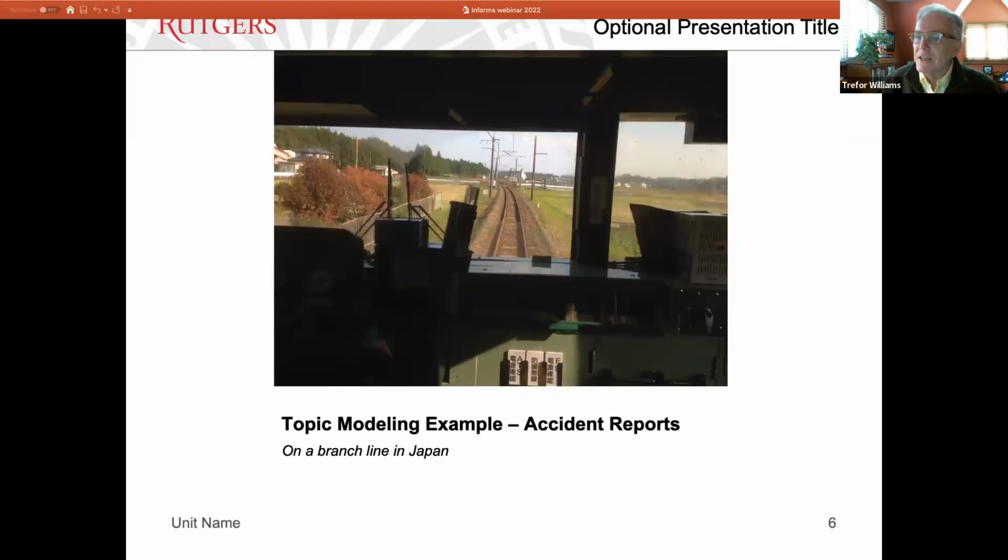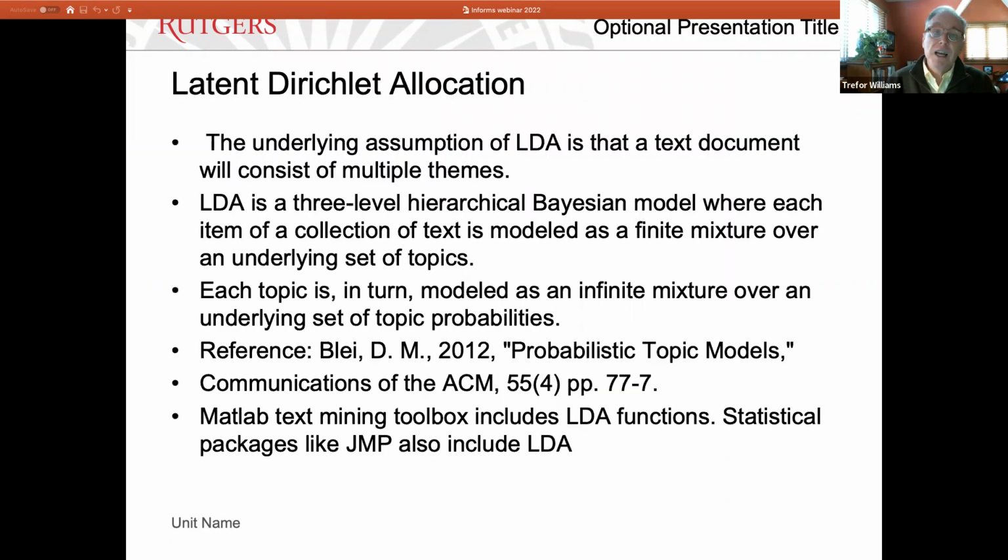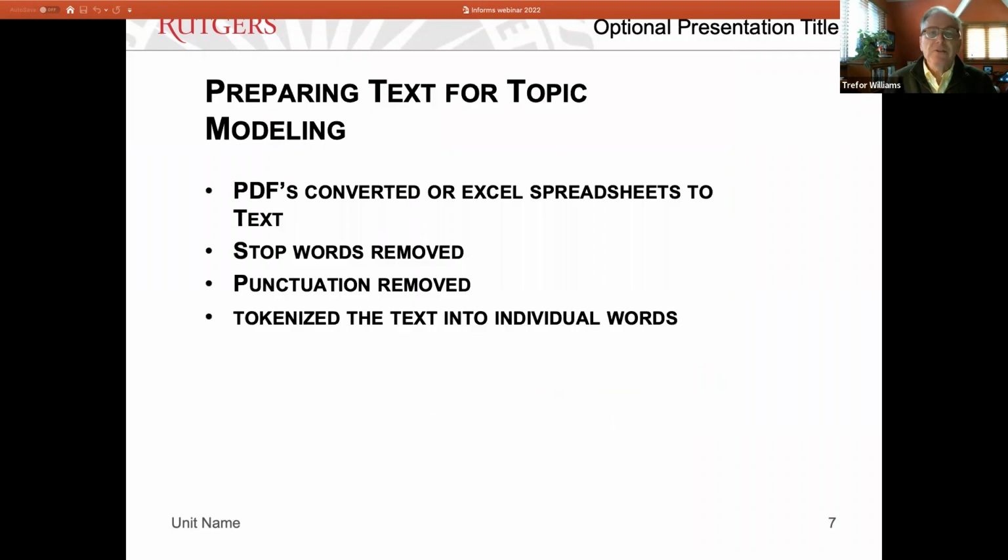All right, let's do topic modeling. So we looked at accident reports. This is from Japan, and topic modeling is possible with Japanese or Chinese text, no problem. One of the big things with these modeling techniques is that it needs text as the input, but it turns out that it's no problem to convert PDFs, which the accident reports were, or data from Excel spreadsheets to text.